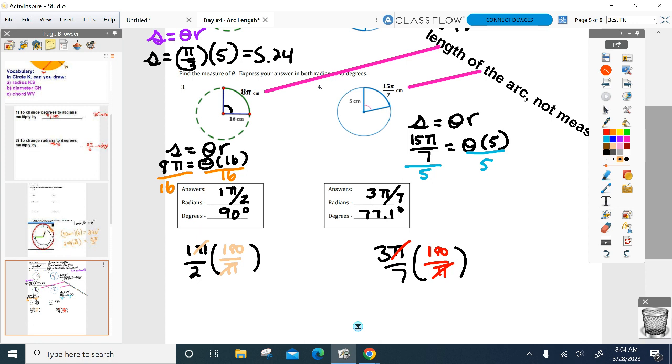Questions? Are we okay on both formulas? One requires degrees, one requires a radian to be plugged in to find the length of an arc. Anything you want to ask? Because now I'm going to go to word problems.